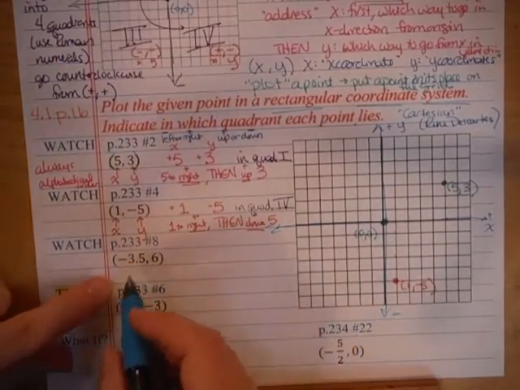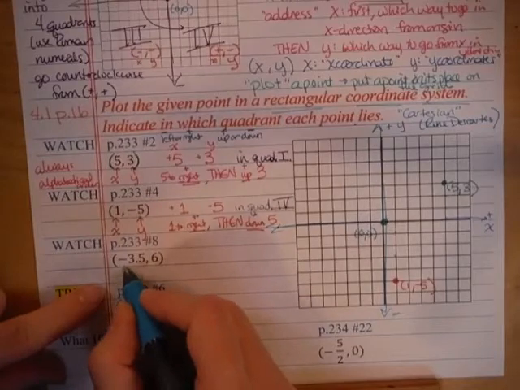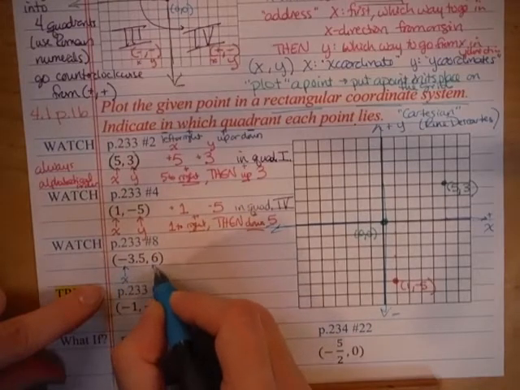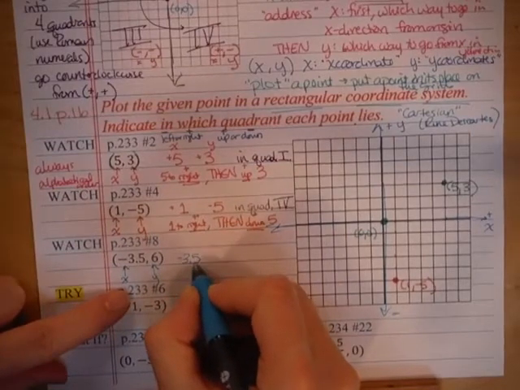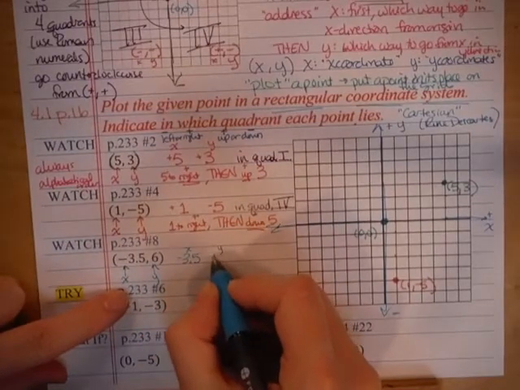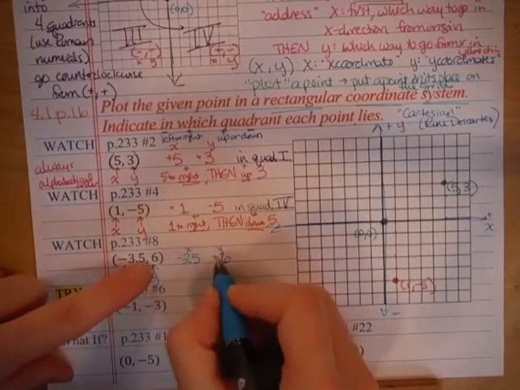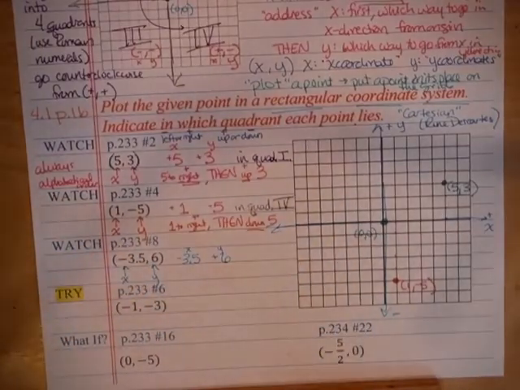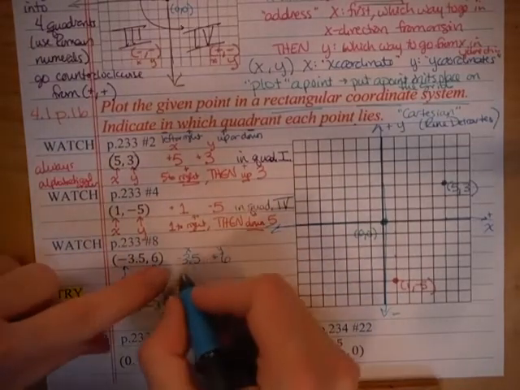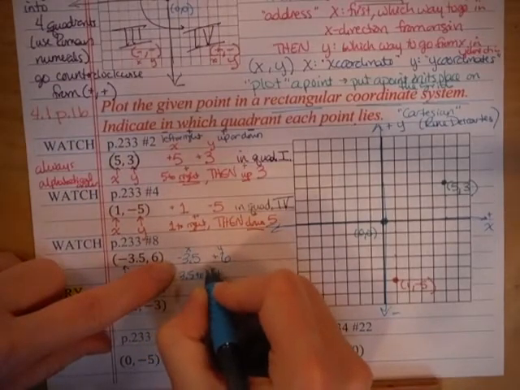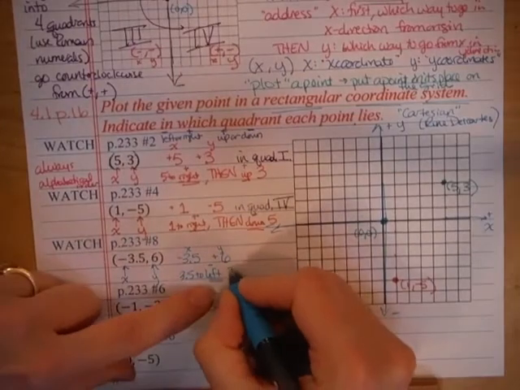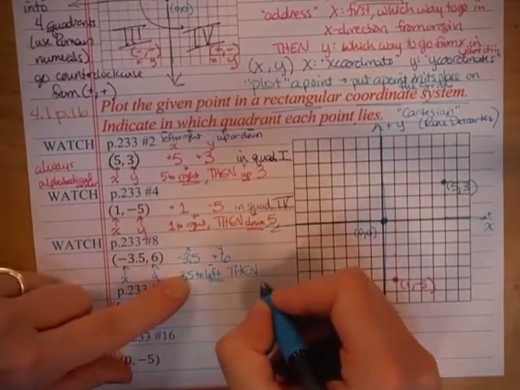Okay, so number 8, let's do this one together. Again, we're training ourselves to remind ourselves that x is the first value, y is the second value. I've got a negative 3.5 as my x. I've got a positive 6 as my y. When there's no sign, you can assume that it's positive. And that's telling me that I want to go 3.5 to the left this time, left because it's negative. That's starting at the origin, 0, 0.